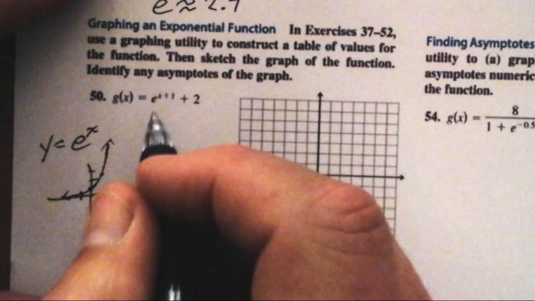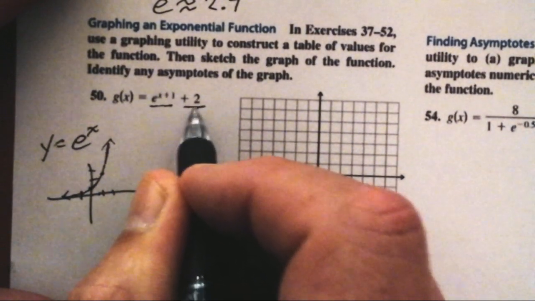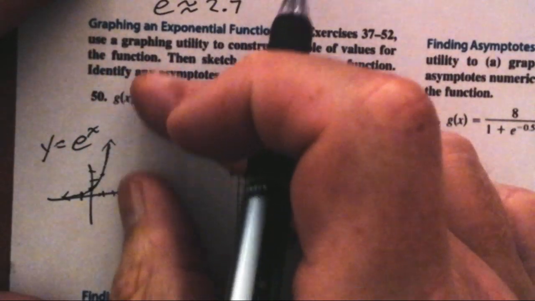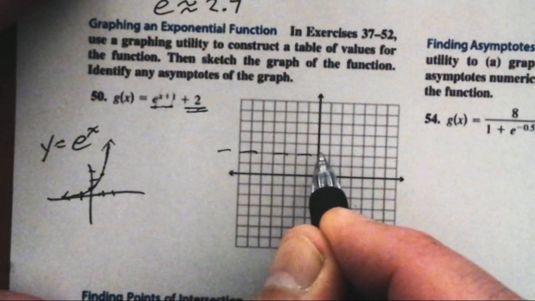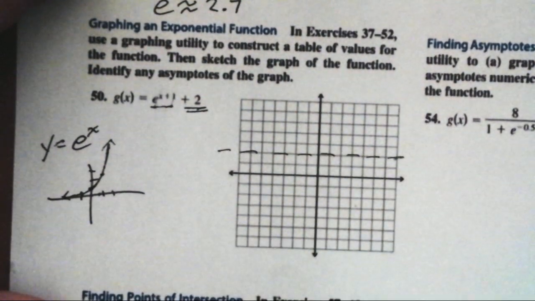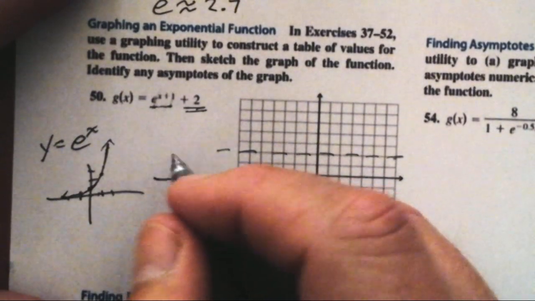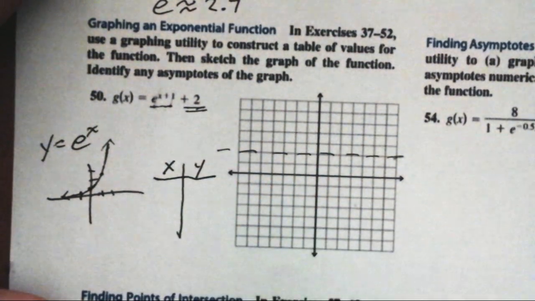Okay, now, maybe the most important thing I notice here at the start, besides the shift to the left 1, maybe the most important thing is I realize it's a shift up 2. If this graph shifts up 2, the asymptote shifts up 2. And then I can go ahead and maybe try to get some decent t-chart values. Let's choose values of x, figure out what y would become.